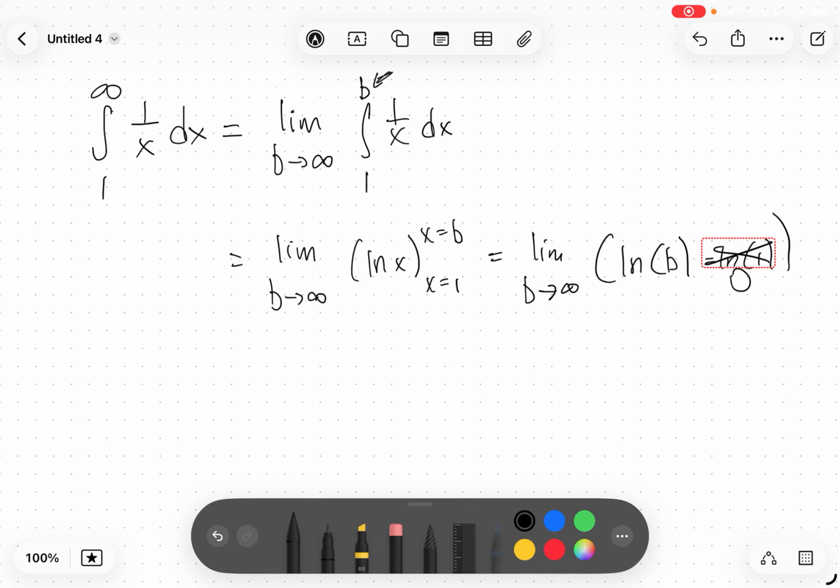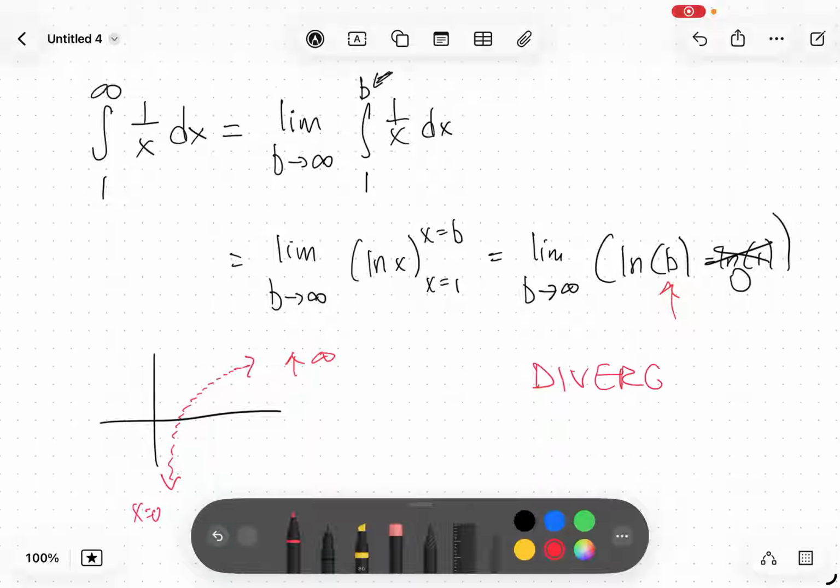And if you remember what your natural log function looks like from pre-calculus, off to the right side, there's a vertical asymptote at x equals 0. But off to the right side, the range is unbounded, right? The range is infinite. So the bigger the b gets up there, the bigger the natural log gets. So this diverges.